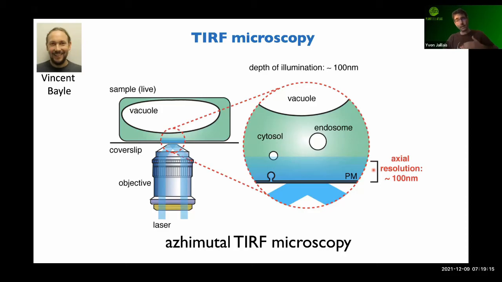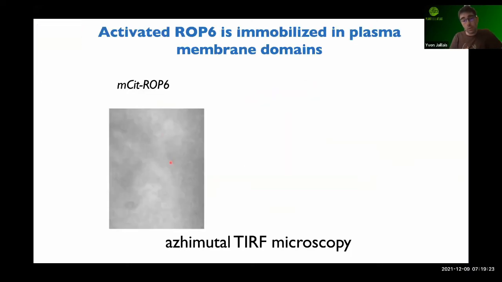So you have to imagine that with this technique, we can really look specifically at the plasma membrane, or what is very close to the plasma membrane. So here we look at ROP6. So you have to imagine that we are making a section through the plasma membrane. So here, we got a very homogeneous signal of ROP6.